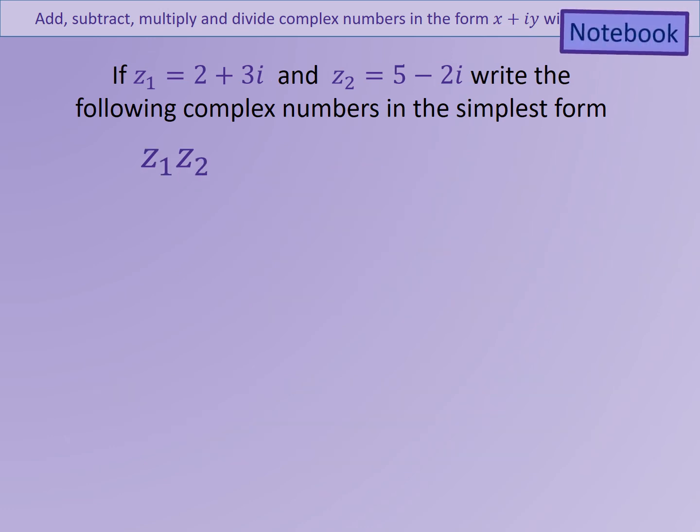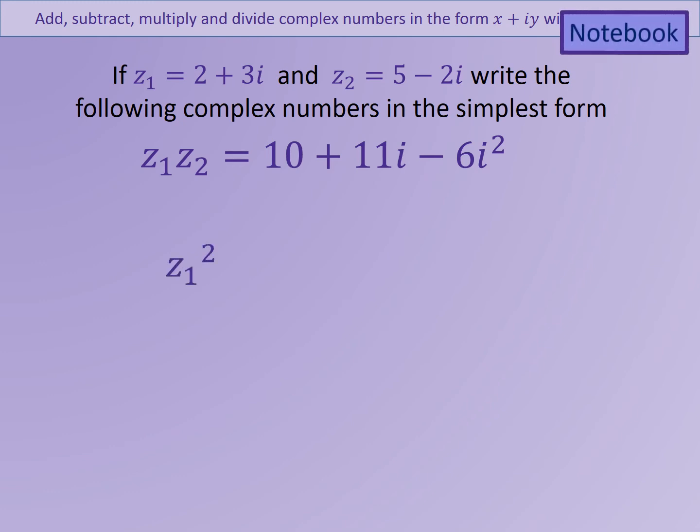Okay, let's take a look at multiplying complex numbers. Z1 multiplied by Z2. The same rules of algebra apply to complex numbers as quadratic equations. So here we have 2 plus 3i multiplied by 5 take 2i. We multiply the terms out just as we would: 2 times 5, 2 times minus 2i, 3i times 5, and 3i times minus 2i. And this, when simplified, should give you 10 plus 11i, take away 6i squared.